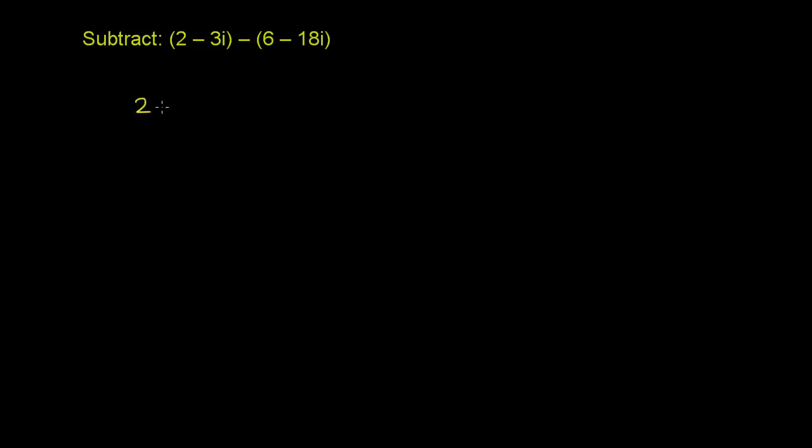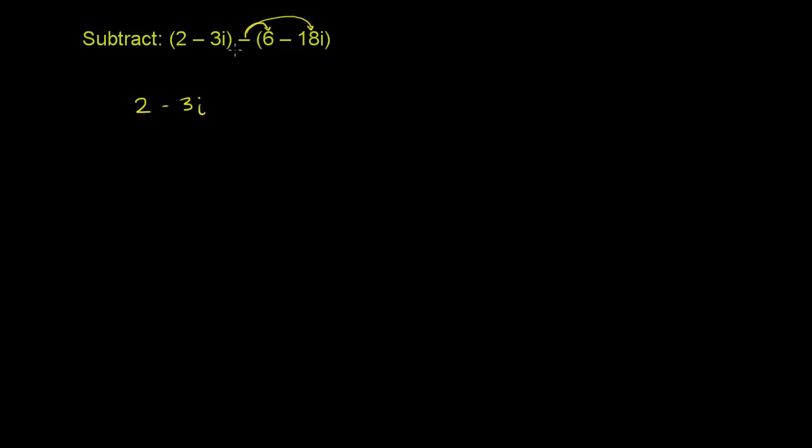So we have 2 minus 3i, and then we're subtracting this entire quantity. And to get rid of the parentheses, we can just distribute the negative sign. Or another way to think about it, we can say that this is negative 1 times all of this. So we can just distribute the negative sign. And negative 1 times 6 is negative 6.